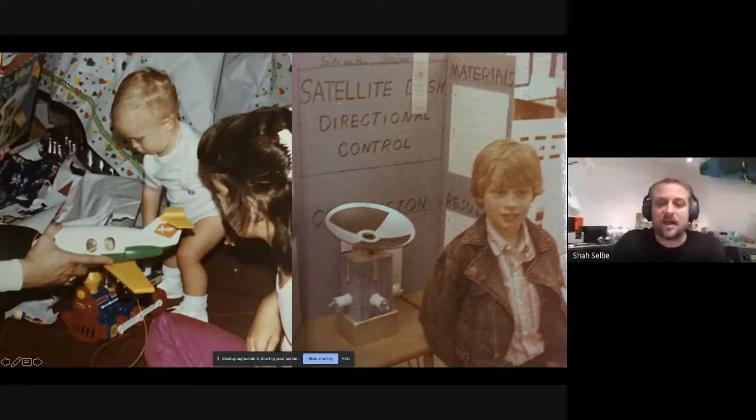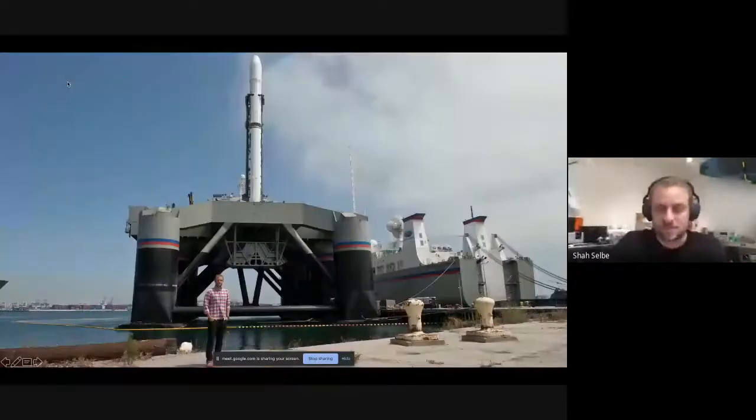about satellite dish directional controls, which is sort of a preface to what I ended up actually going to school for and working in, and that's actually satellite propulsion systems. So when I went to school for engineering, I studied chemical engineering, and the first job that I got out of school was with Boeing Satellite Systems down here in Los Angeles.